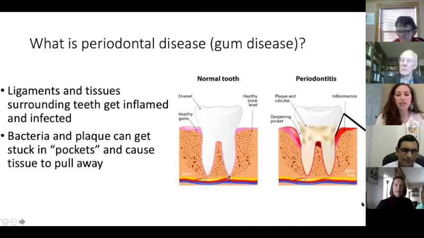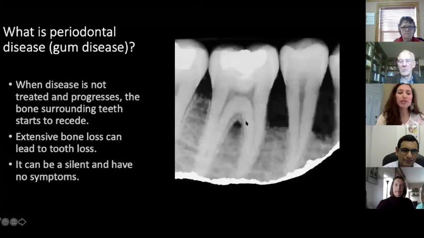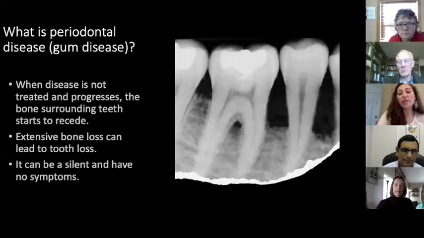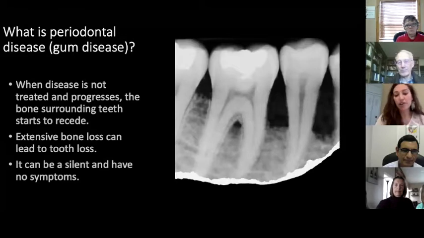I'll go to the next slide. Here's another picture. This time, it's an X-ray. In this picture, you can see the bone has receded quite a bit. And this premolar right next to the molar, the skinny one, has quite a bit of bone loss. You can imagine anything that's supposed to be anchored into bone, when you get that much bone loss, your teeth start to get really loose and they can oftentimes fall out.